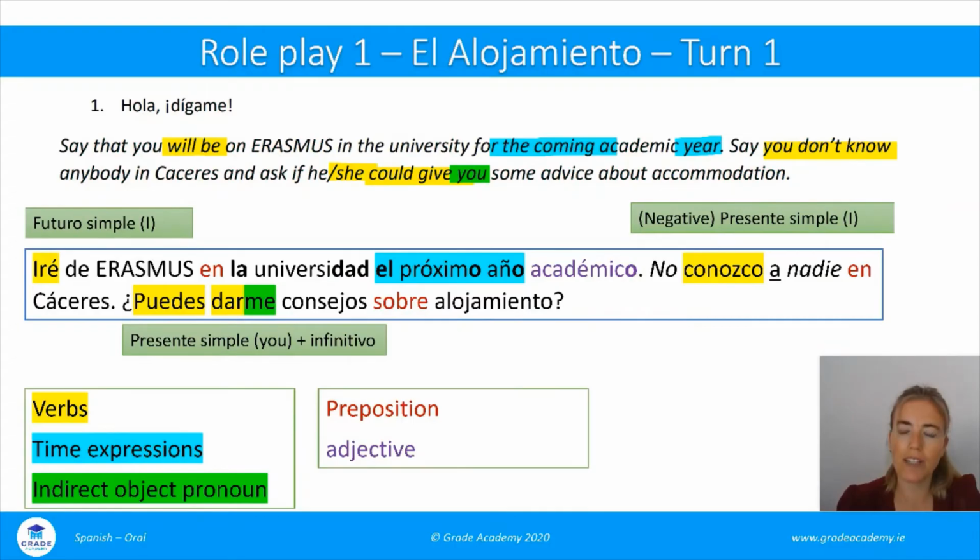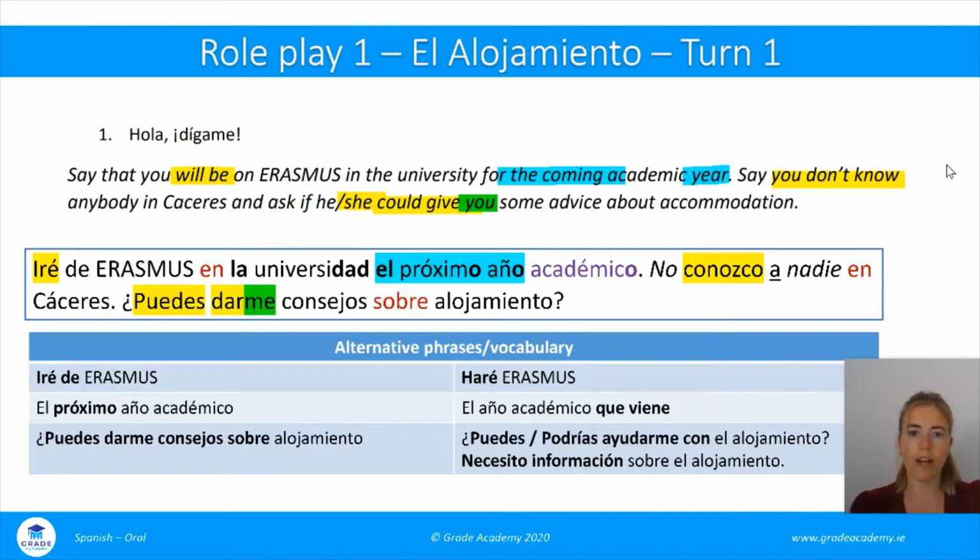Here I've highlighted the tenses that we've used for each verb as well. As you can see, we've used the futuro simple in the form of I, so yo, the person, yo iré. We've used the negative present simple for conozco, no conozco, and again, it's in yo, the I form. And the tú form with the presente simple of puedes plus the infinitivo dar, puedes dar, and then the indirect object pronoun me.